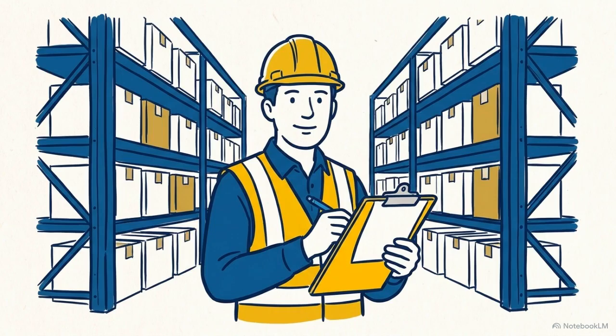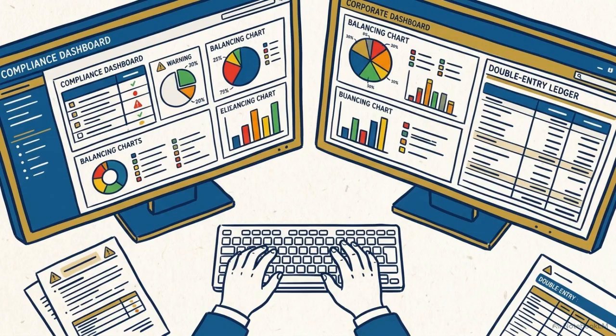The warehouse worker only needs to know they received a pallet of batteries. The OBYC configuration handles the strict compliance and double entry balancing required by the finance department.